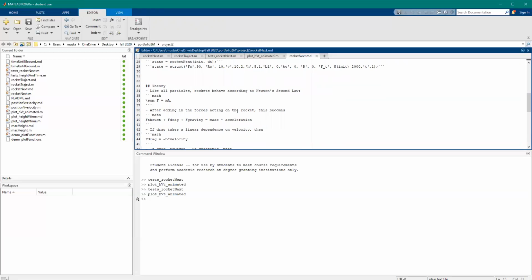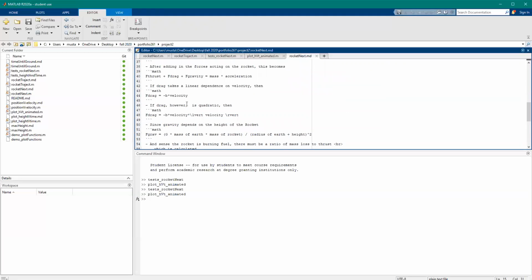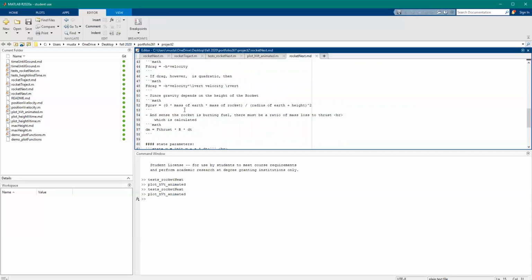After adding in the forces acting on the rocket, this becomes the force of thrust plus the force of drag plus the force of gravity equals mass times acceleration. If drag takes a linear dependence on velocity, then the force of drag equals the negative coefficient times velocity. If the drag is quadratic, then the force of drag equals the negative coefficient times velocity times the absolute value of velocity.